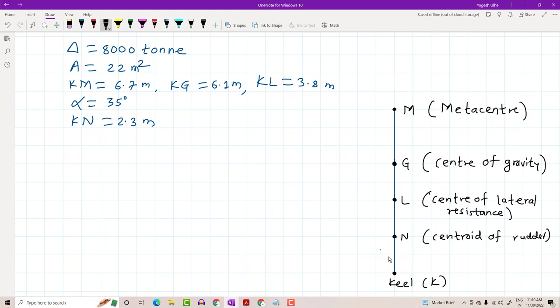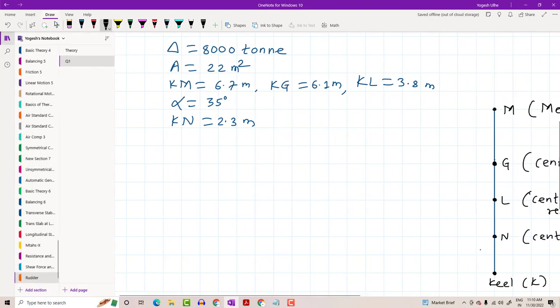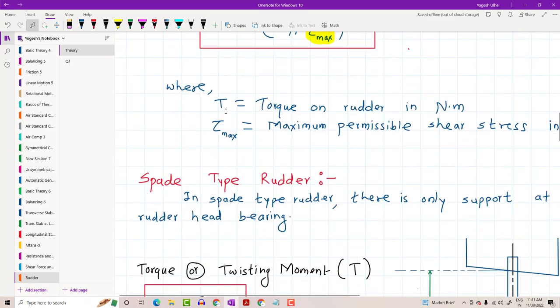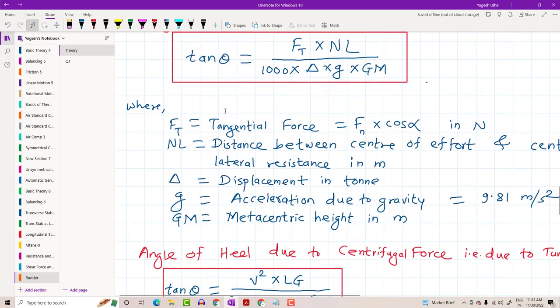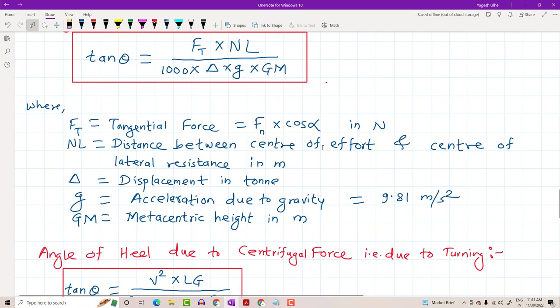Guys, everyone see what we need. We need NL. What is meant by NL, guys? See the given things. Just have a look here. NL means the distance between the center of effort and the center of lateral resistance. What is meant by center of effort? Center of effort means the centroid of the rudder.